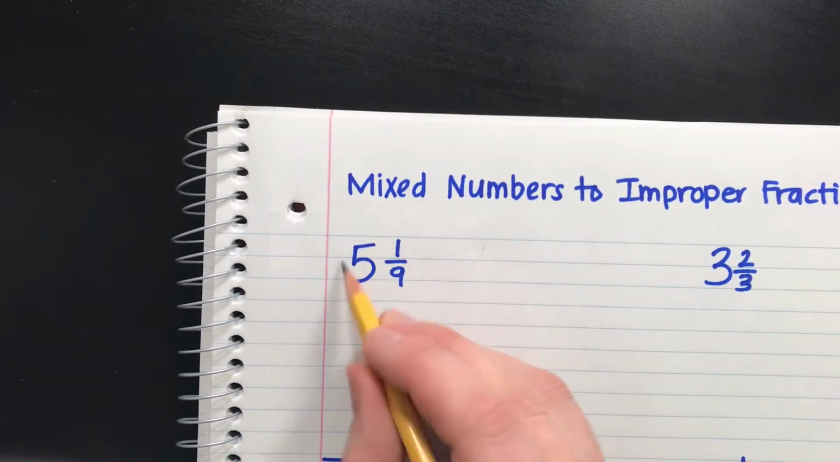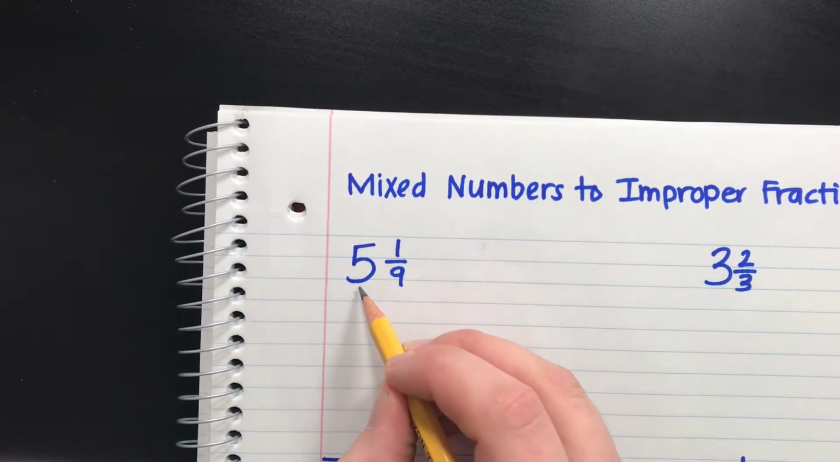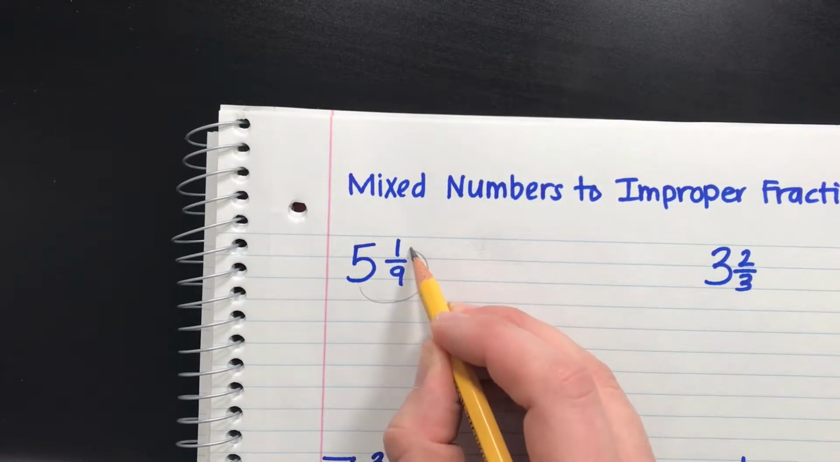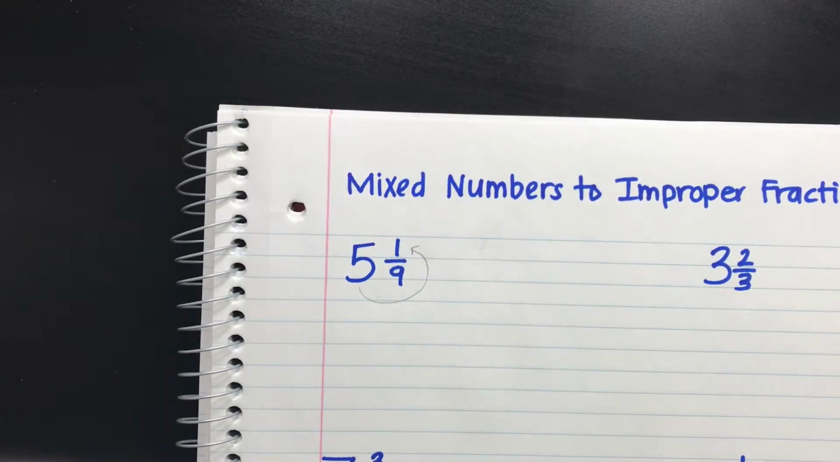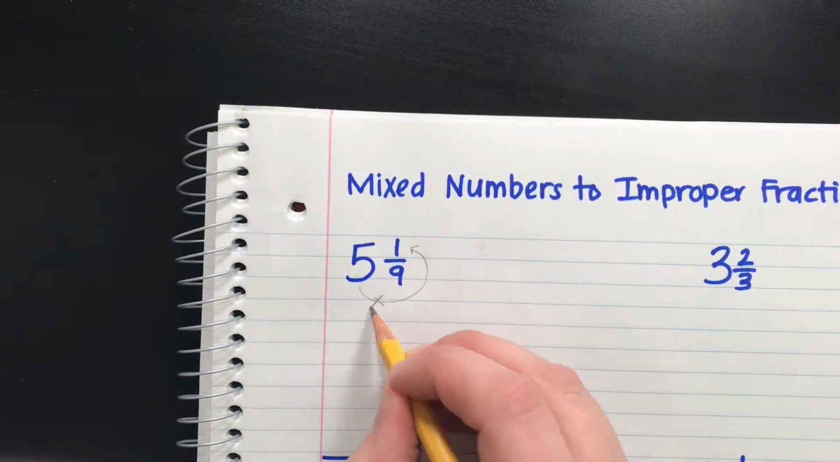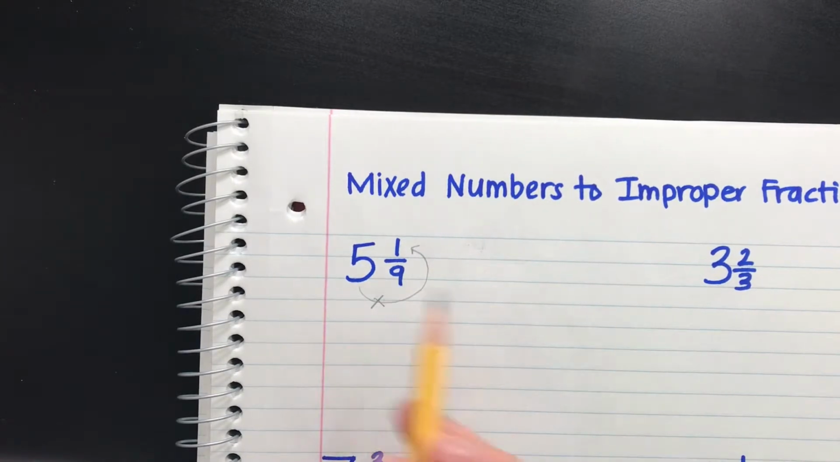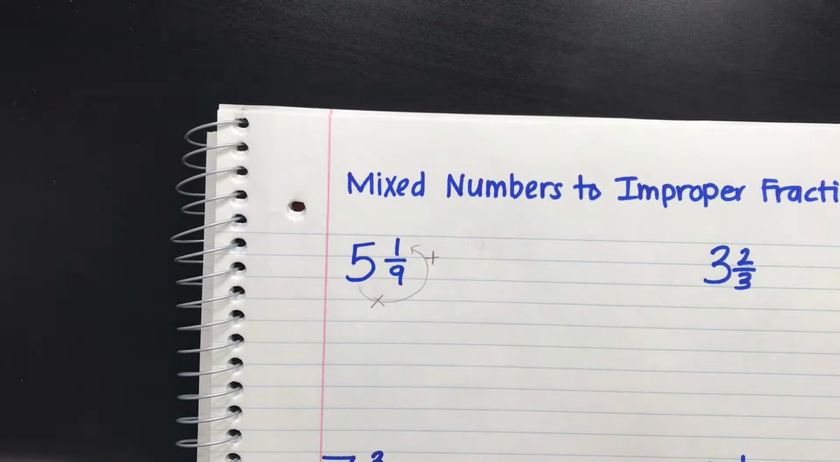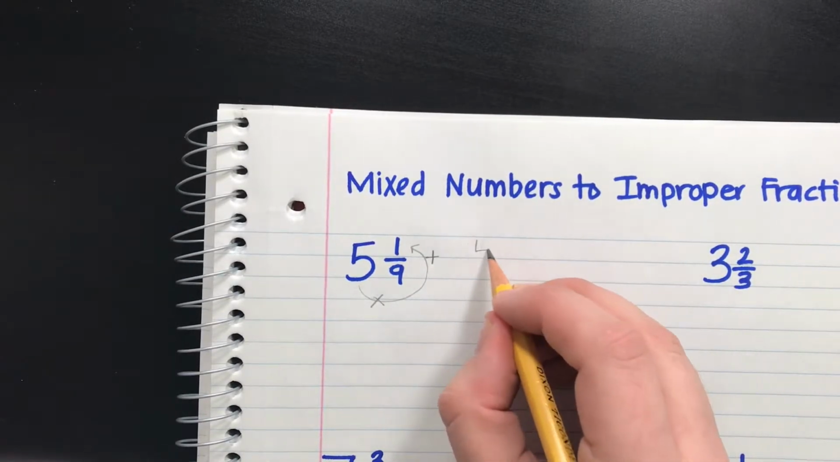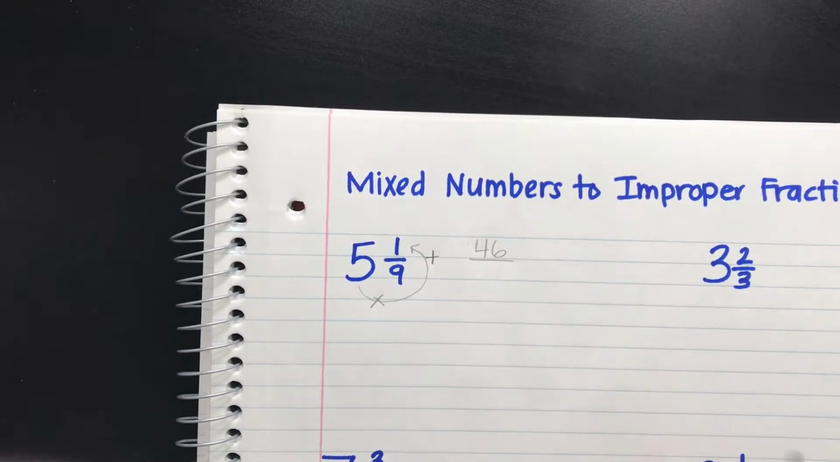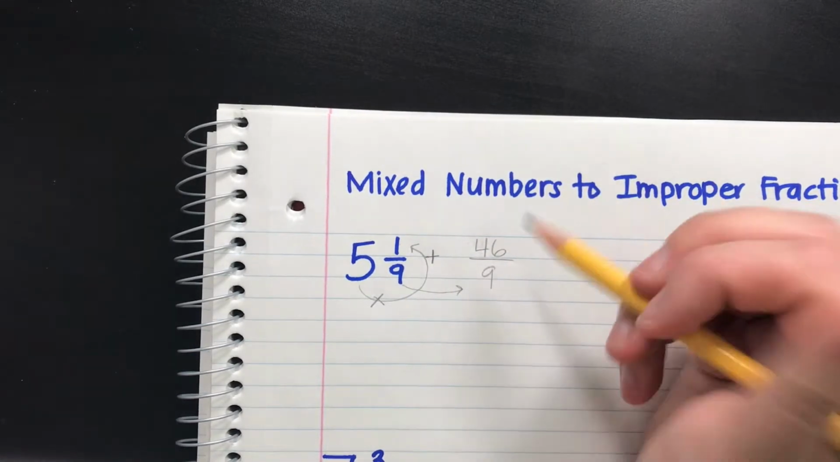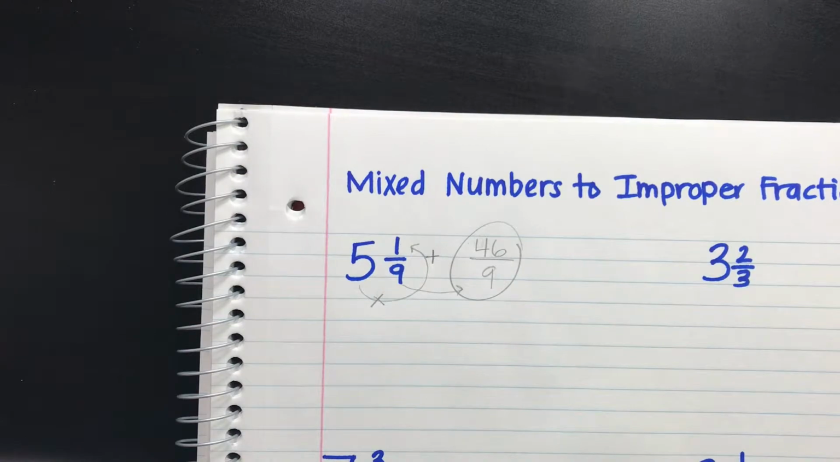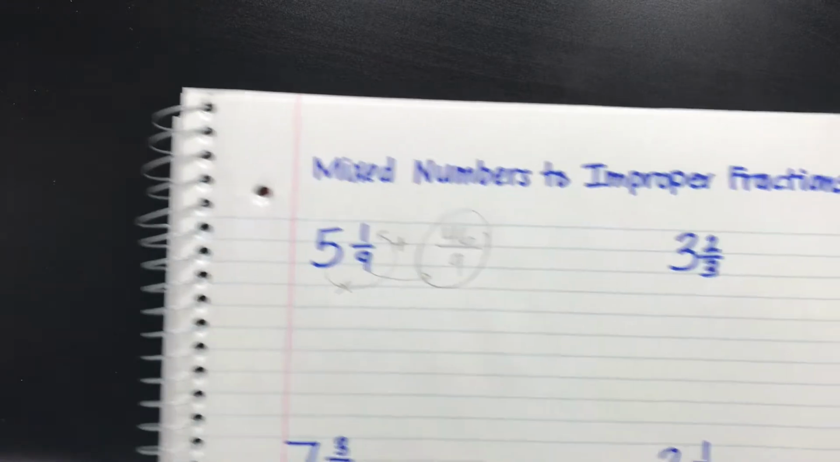All you need to remember is that circular motion here, okay? Sometimes I even just do that first to keep myself on track. You want to multiply first, so 5 times 9 gives me 45, and 45 plus 1 is 46. 46 is our numerator, and then we just bring over that same denominator. So there's our answer, 46 ninths. All right, pretty simple.